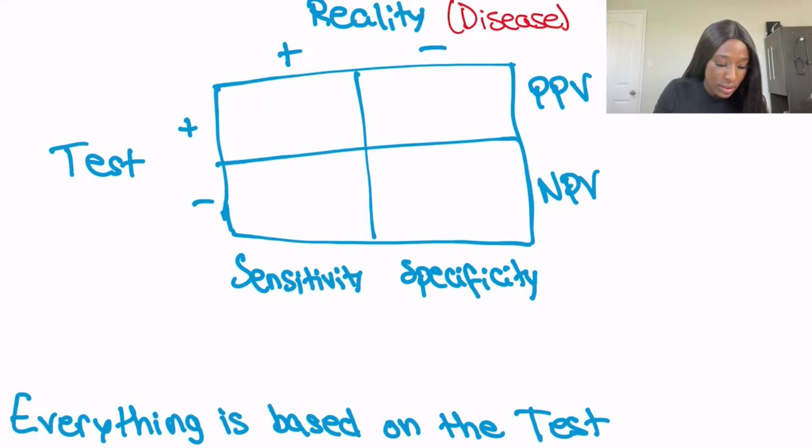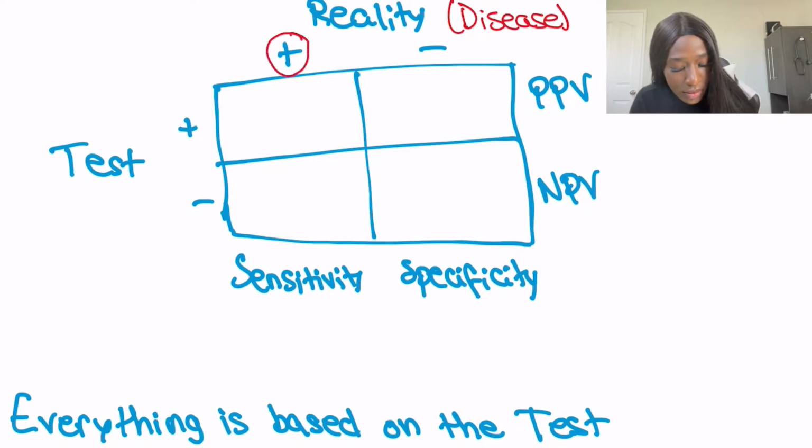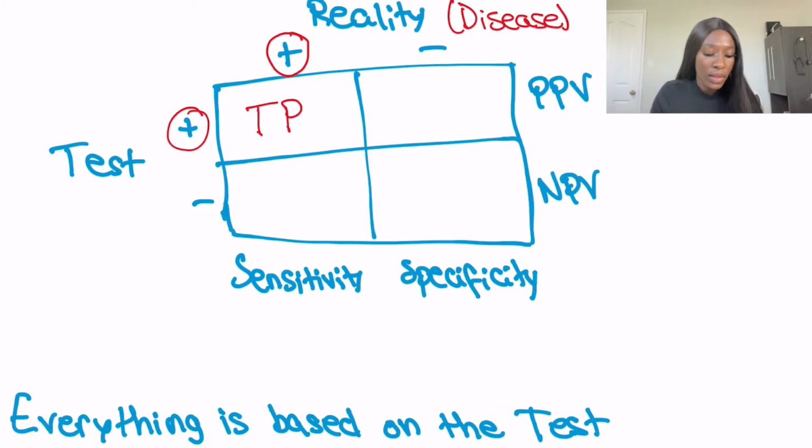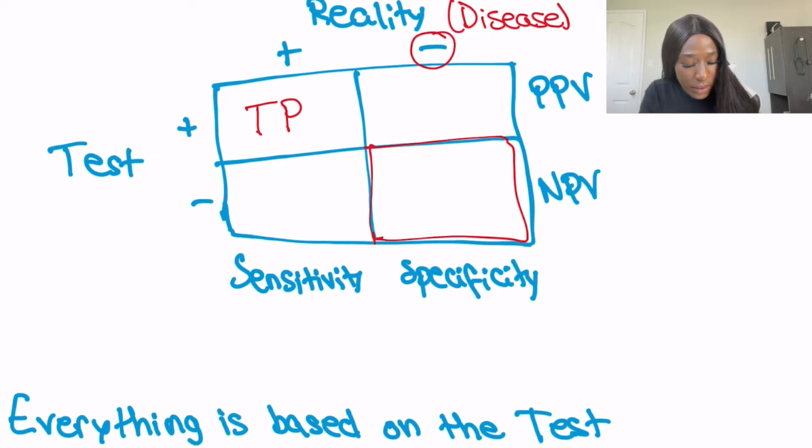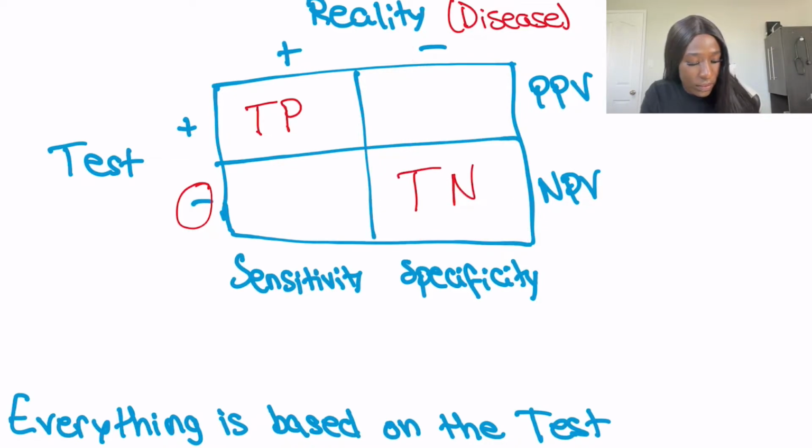So let's say disease. If somebody has the disease, they take a test and they're positive for the test. This is a true positive value. Now let's say the person in this section does not have the disease, and the test comes out negative. That's a true negative value, because in reality, they actually don't have the disease.